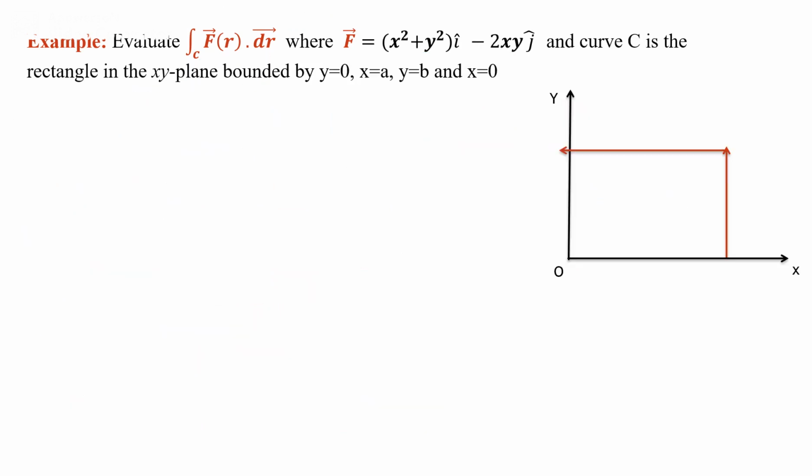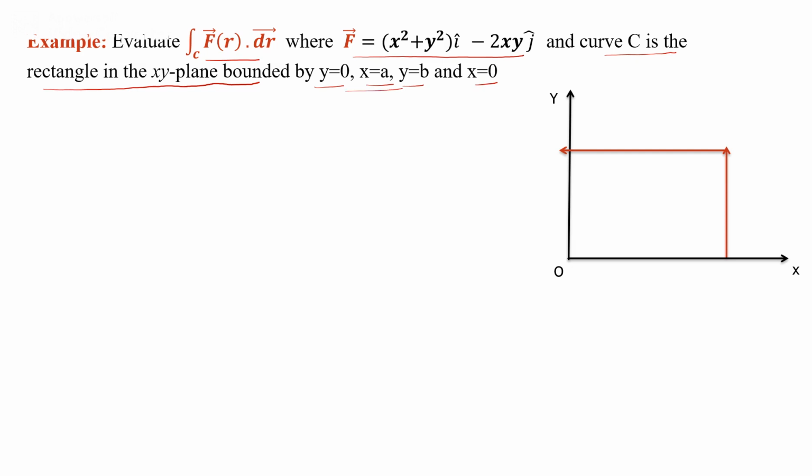Next example, we have to evaluate again the line integral, and here the vector f is given. Along the curve C, which is a rectangle in the xy plane bounded by y equal to 0, x equal to a, y equal to b, and x equal to 0. So first we plot those lines on the 2D plane.